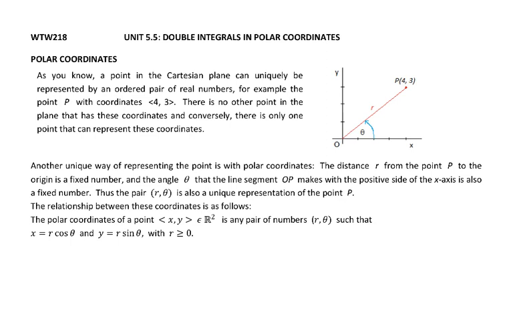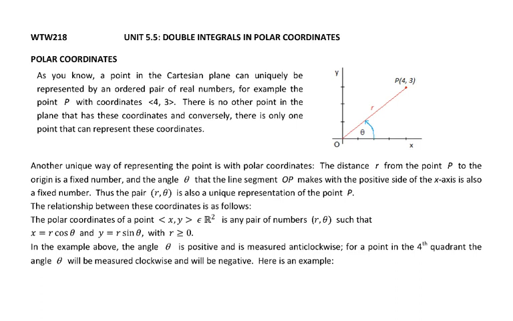Using our knowledge of the trigonometric functions, we can easily see what the relationship is between the Cartesian coordinates of a point and the polar coordinates of a point. It is clear that x must be equal to r cos theta and y must be equal to r sine of theta. Note that r can never be negative because it's a distance. In the example above, the angle theta is positive and is measured anti-clockwise. For a point in the fourth quadrant, however, the angle theta will be measured clockwise and will be negative. Let's look at an example to demonstrate that.